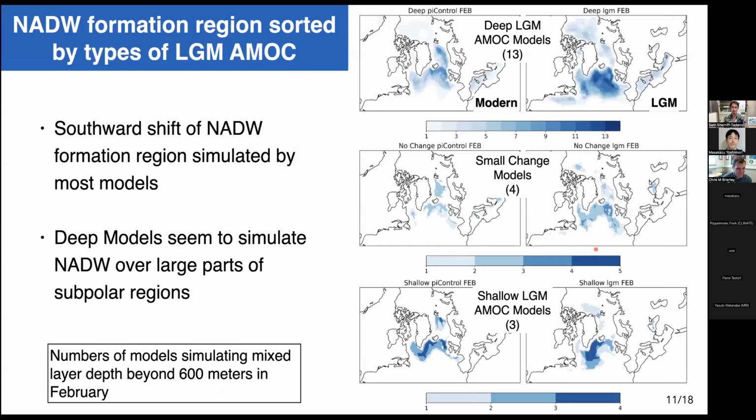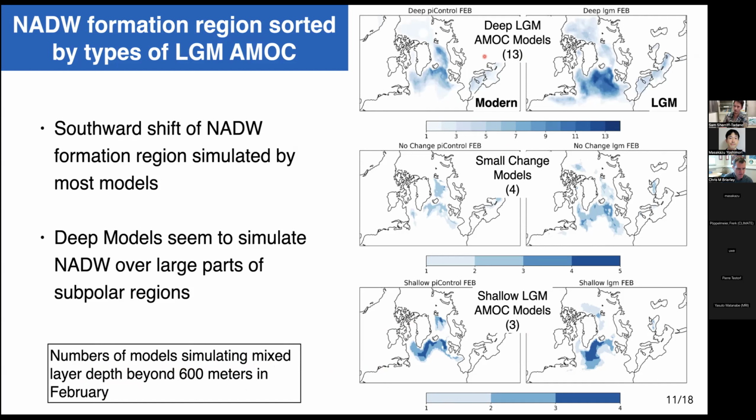Okay. So next we checked how the simulated NADW formation region differs depending on the simulated LGM AMOC state. So what we did here is we sorted the NADW formation region based on the types of the LGM AMOC. The top panel summarizes the result of the NADW formation region for the models simulating deep LGM AMOC, so it contains results from 13 different models. The middle one is the small change models, and the bottom one is the shallow LGM AMOC models. And the color in each figure represents the number of models simulating mixed layer depth beyond 600 meters in February.